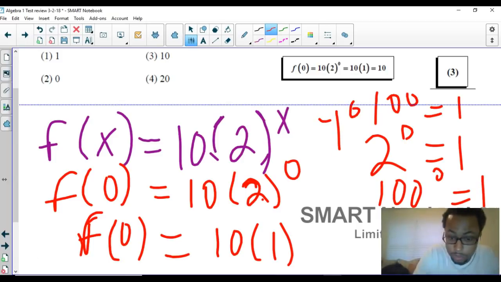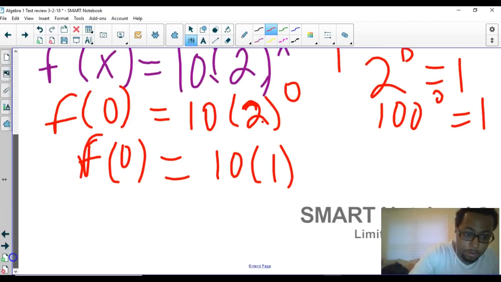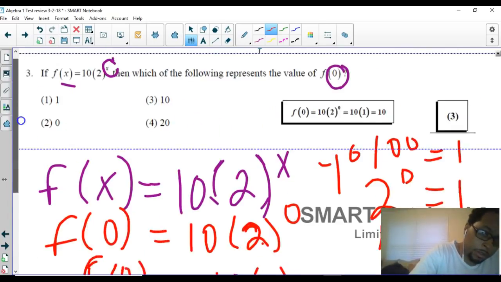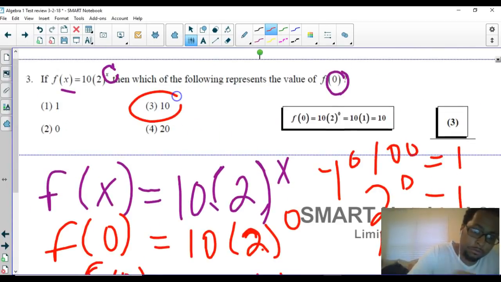Okay? So f of 0 is 10 times 1, which is simply 10. So my choice here is going to be 3. Okay? Please remember, anything to the 0 power is 1.